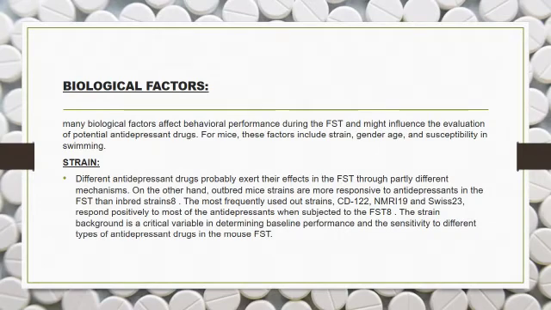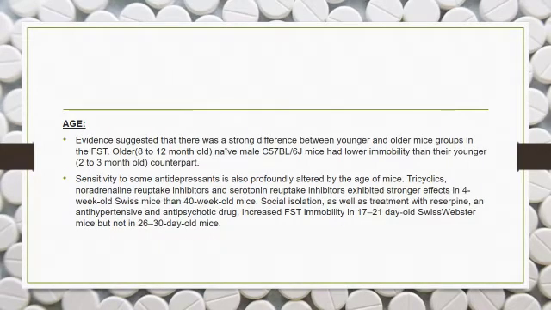Biological factors. Many biological factors affect behavioral performance during the FST. Age. Evidence suggested that there was a strong difference between the younger and older mice groups in the FST. Older, 8 to 12 months old, naive male C57BL/6J mice had lower immobility than their younger 2 to 3 month old counterparts.